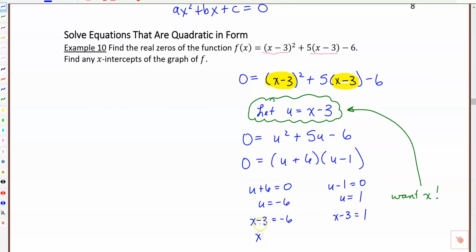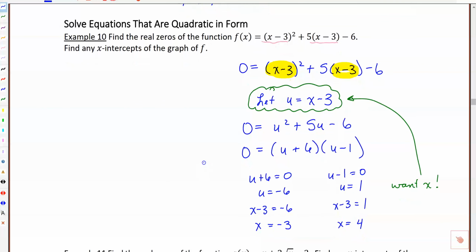All right, so let's solve those. Add 3 to both sides. I get x is equal to -3 or x is equal to 4. These are my zeros.